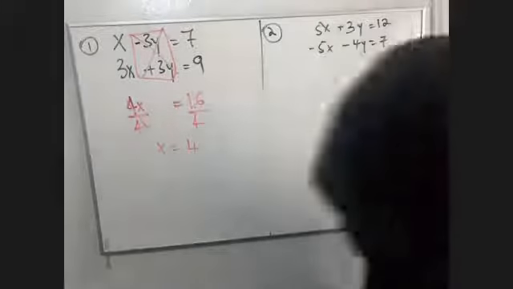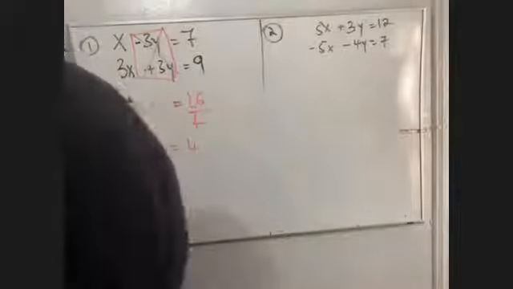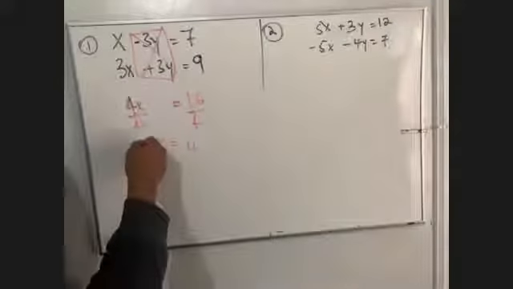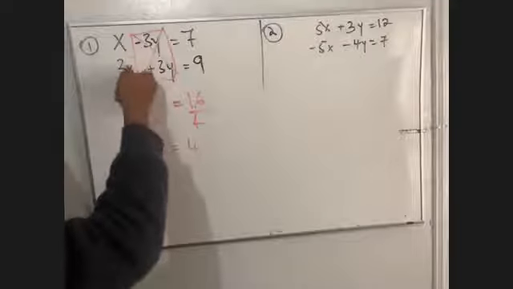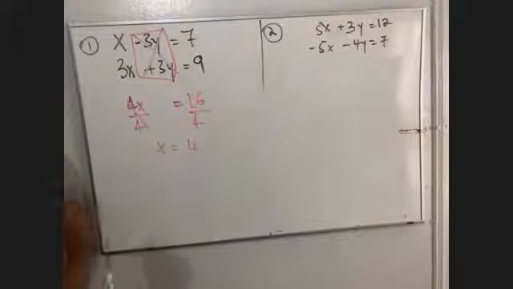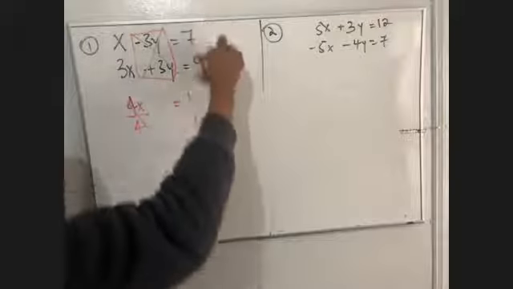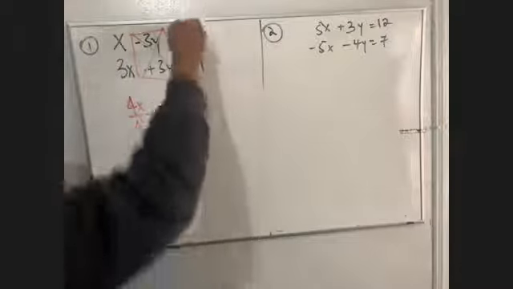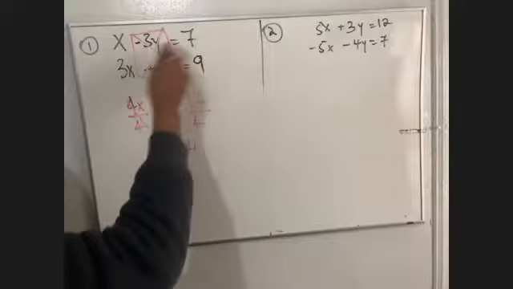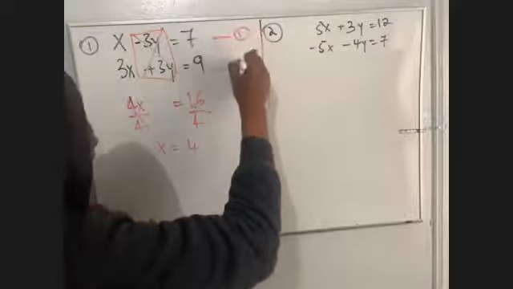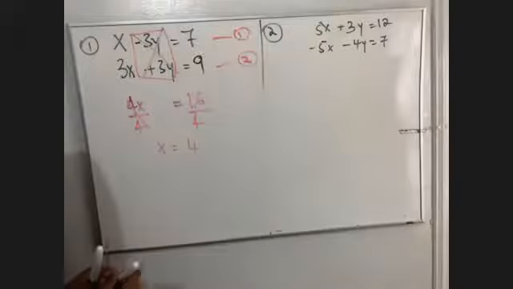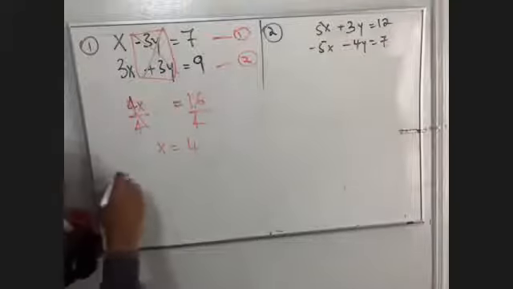Now, to find the value of y, as I was telling you, x equals 4 here and x equals 4 here is the same thing. So what you're going to do, you're going to pick any of these, any one you like, and then plug in the value of x. Pick any one. Which one do you like? The first one or the second one? Pick one. The first one. The first one looks easy.